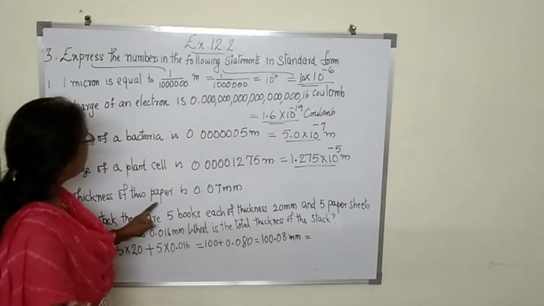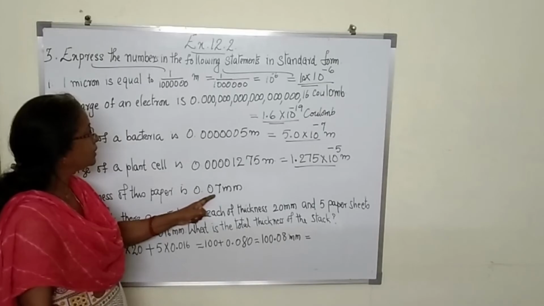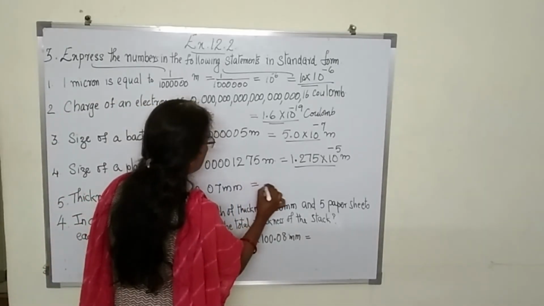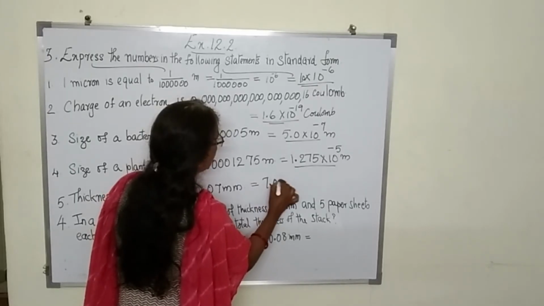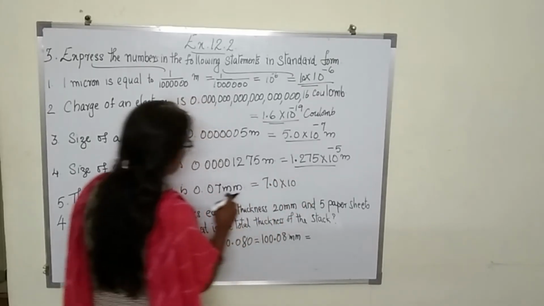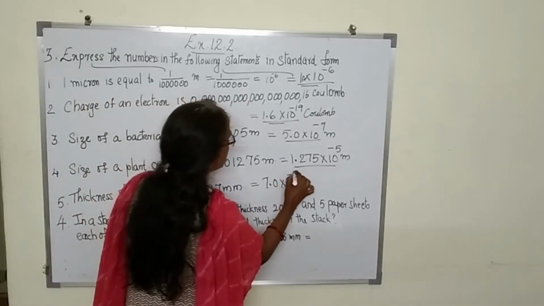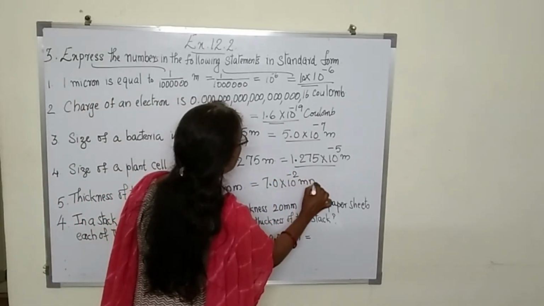The thickness of this paper is 0.07 millimeter, which is equal to 7.0 into 10 raised to. See, from here we have to count 1, 2, minus 2 millimeter.